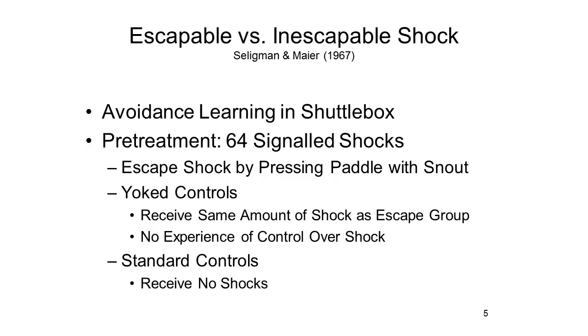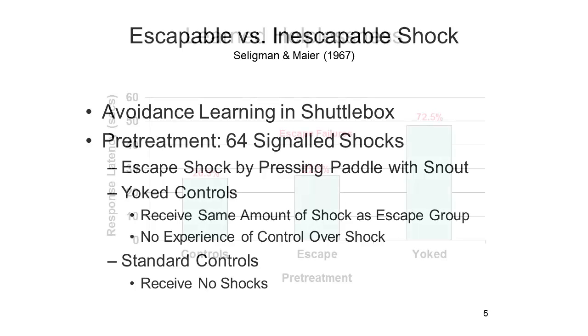Other animals, known as yoked controls, received exactly the same amount of shock as the escape group, but they had no ability to escape. There was nothing they could do to turn the shock off or prevent it from coming on. This is pretty much a standard classical conditioning group where the tone is followed by shock, tone, shock, tone, shock. And then there was a standard control group which received no shocks, no tones, nothing at all.